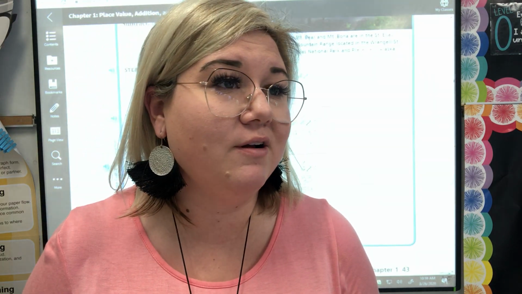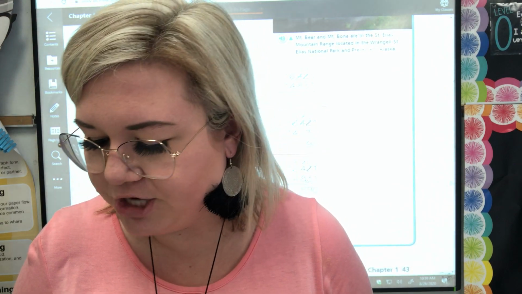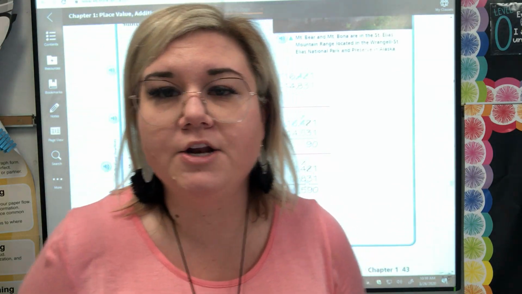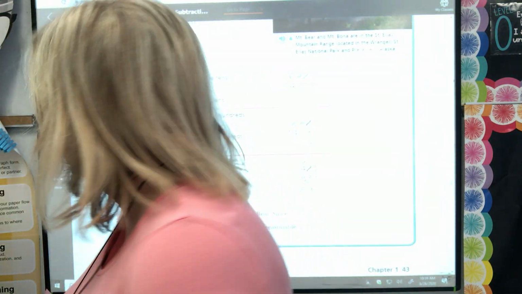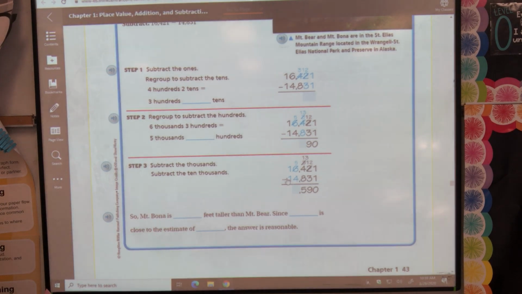Once again, grid paper is good, colored pencils are good, all that good stuff. So we're gonna jump right into page 44. I'm not gonna do this page. I'm gonna save this page in case you are struggling to subtract. You can use page 43. So let's move on to page 44.